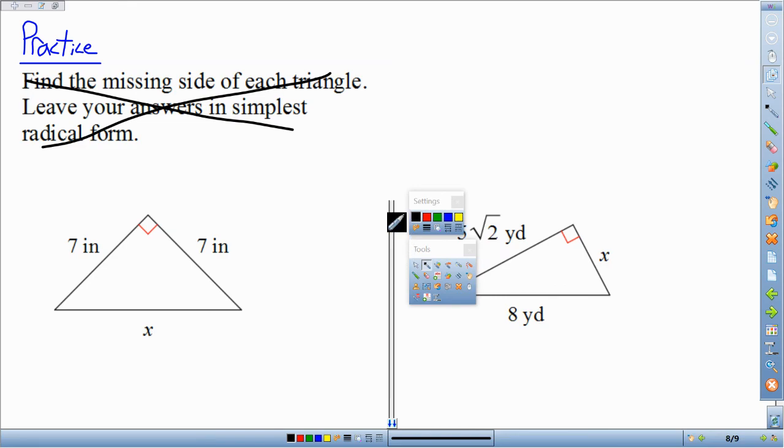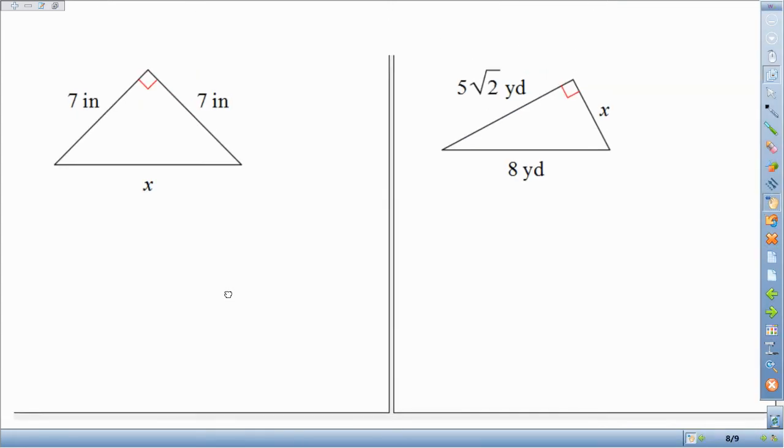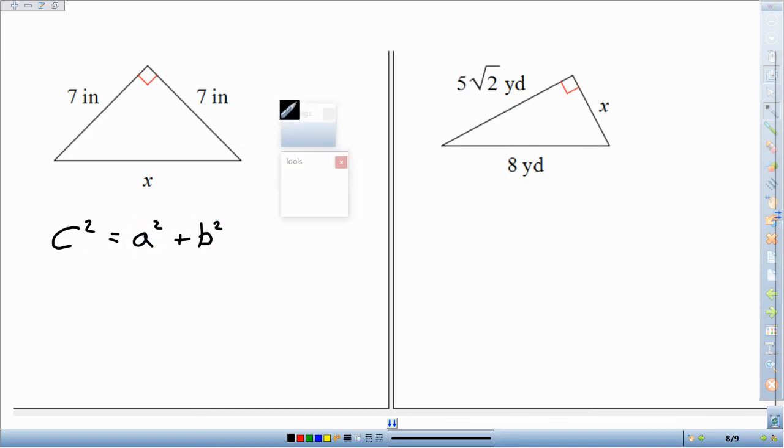All right, on this first one, let's go ahead and write out the Pythagorean theorem, c squared equals a squared plus b squared. On this problem, it looks like our hypotenuse, the value we're plugging in for c, is going to be x. The other two legs of the triangle look like they're both 7s.